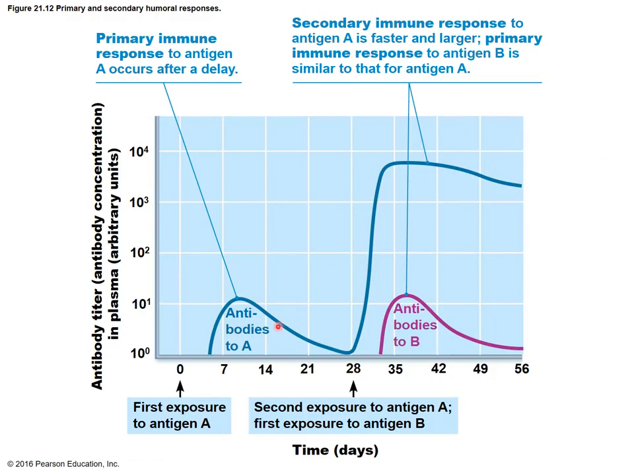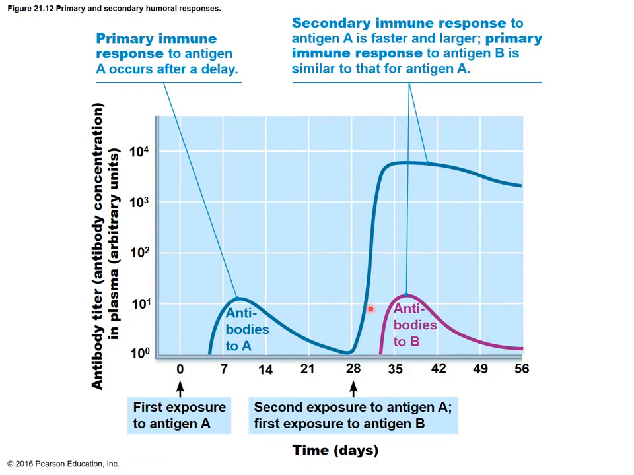So in this graph, you're just showing here is the first exposure to antigen A. Here's your primary response. As you can see, there's been this delay here. Here's your production of the antibodies. And then as you're fighting the infection, the level of antibodies is decreasing. You're feeling better. You're fine. Here is a second exposure to antigen A. Boom. Here's very strong response, high levels of antibodies being produced.